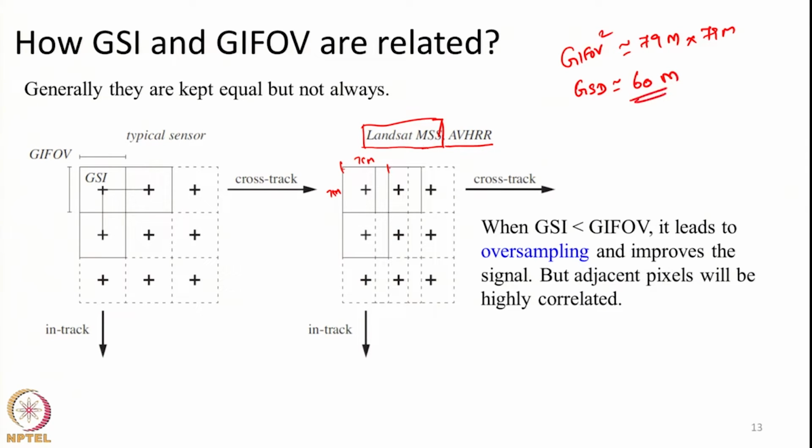That is, each GIFOV will cover an area of 79 meters by 79 meters, but the GSD, the distance between two plus marks, will be 60 meters. So, what essentially will happen? Let us take one such scan line here. The GIFOV will look at one large area, and a sample will be collected at 60 meter intervals. The GIFOVs will have an overlap. The second GIFOV will look something like this, between this point and this point, and another sample might be collected here.